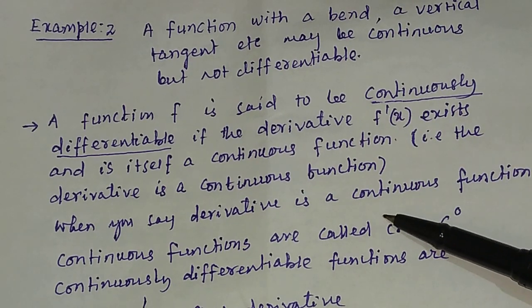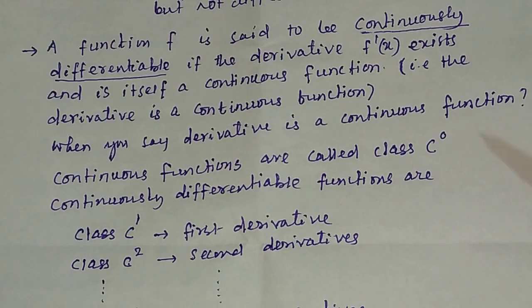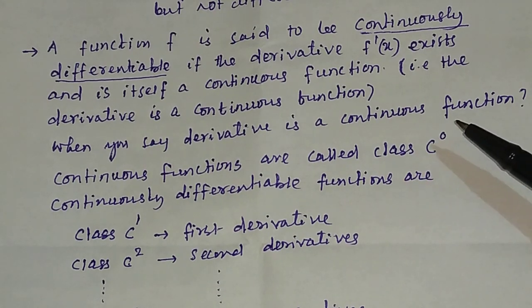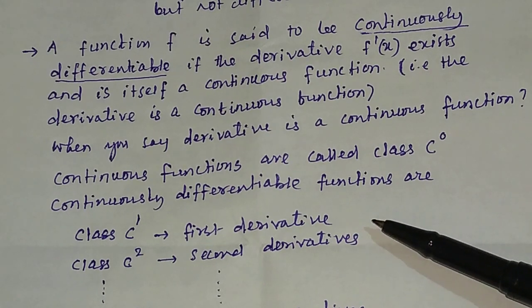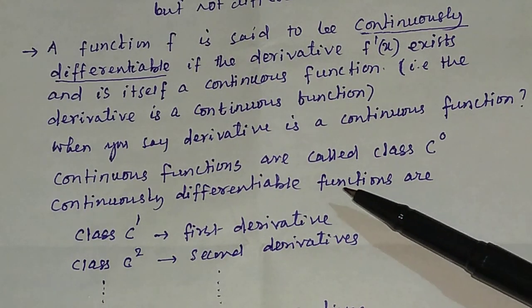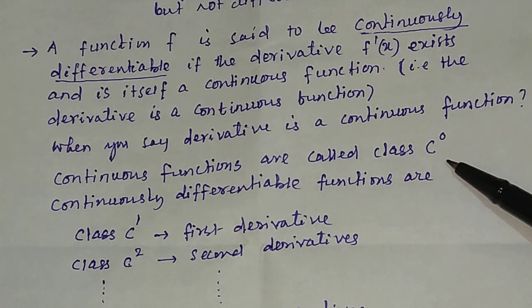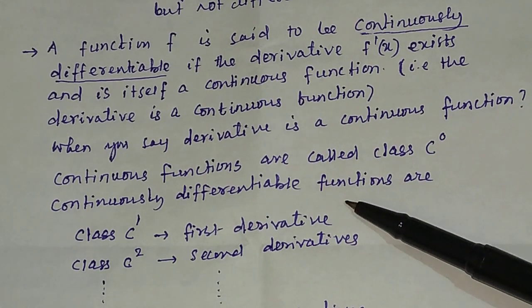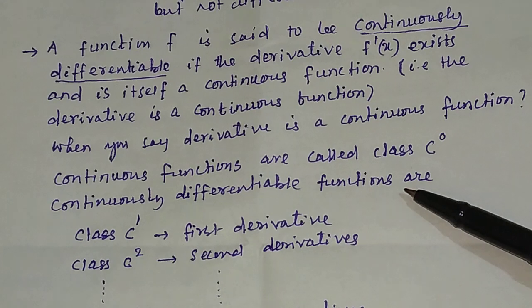So when you say the derivative is a continuous function, before going further, we should have an idea about the first derivative, second derivative, and so on. Suppose we denote the continuous functions as class C0 functions. C0 functions are the continuous functions. So how can you represent continuously differentiable functions?